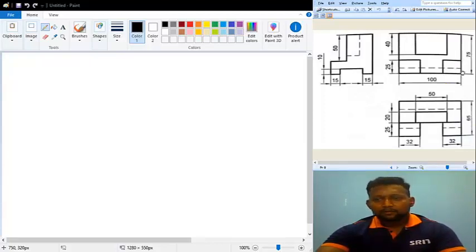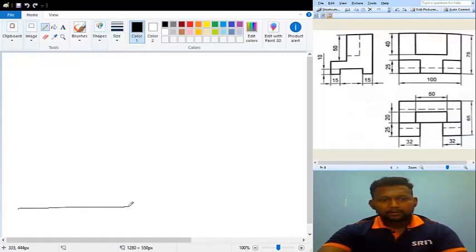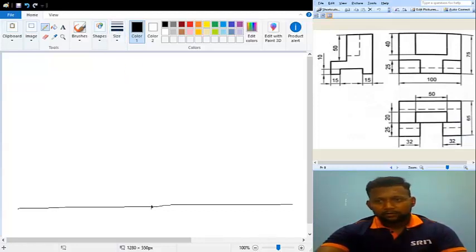First, I am going to start at this particular point. Let me draw a reference line for this one, like how we do for all the figures. Let us assume this is the reference line, and this is the point where I am going to start. In the front view you are able to see the length and the height.